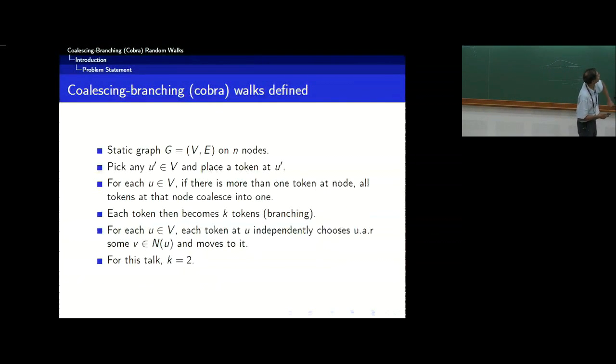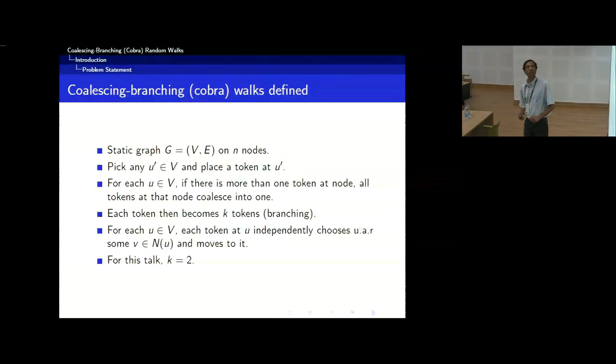This is a formal definition. Throughout this talk, we'll be focusing on finite graphs, so it's an arbitrary graph G. We pick any vertex u prime and place a token at it. For each u, if there is more than one token at a node, all tokens at that node coalesce into one. Each token then becomes k tokens, which is the branching. For each u, each token at u independently chooses uniformly at random some neighbor and moves to it. Throughout this talk, we'll just assume k is 2. Okay, so here's an example.